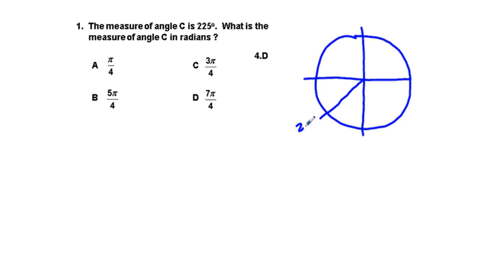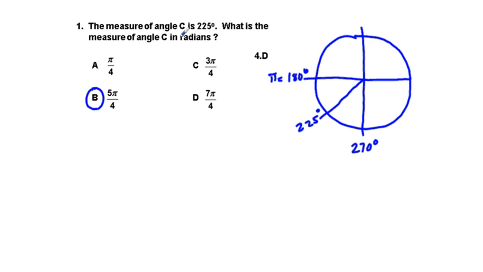halfway between 180 degrees and 270 degrees. And the correct answer is going to be 5 pi over 4. Pi is equal to 180 degrees, and 5 pi over 4 would be down here, 225 degrees.